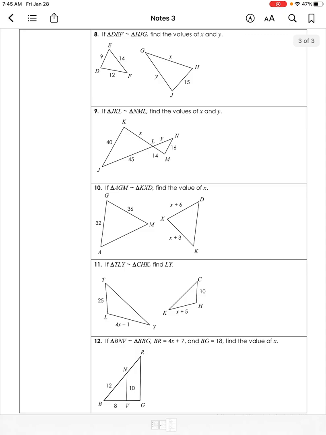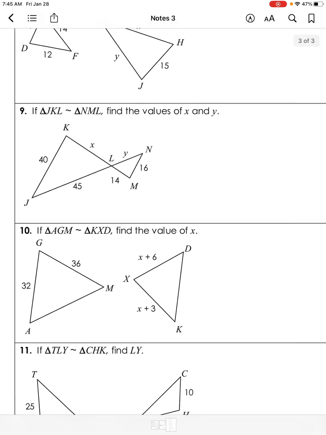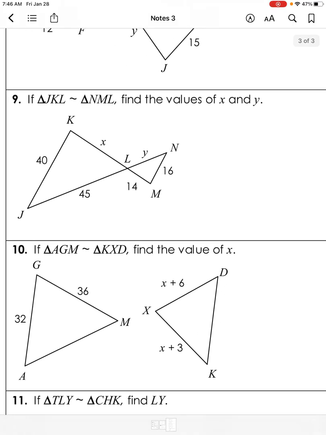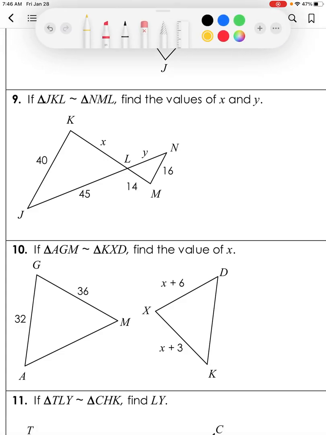Okay. Next one we are going to do is, let's say, number 9. Because number 9, the triangles are a little weird. They're kind of switched over and crossed over each other. When that happens, we really have to pay attention to this similarity statement to see what sides match up.